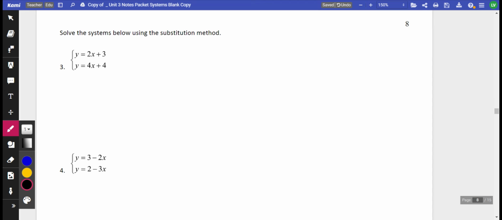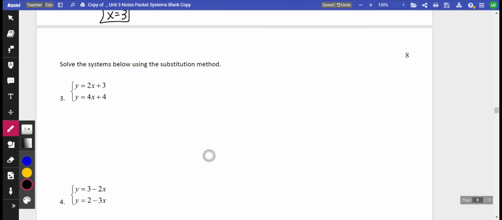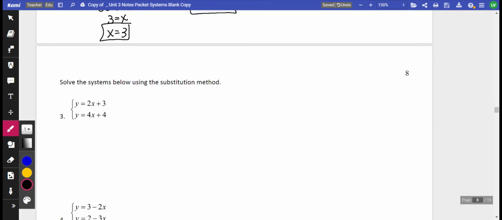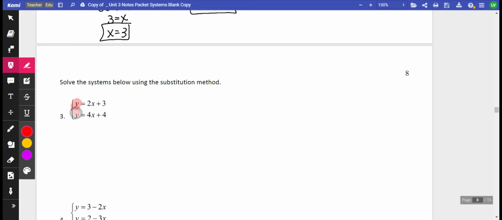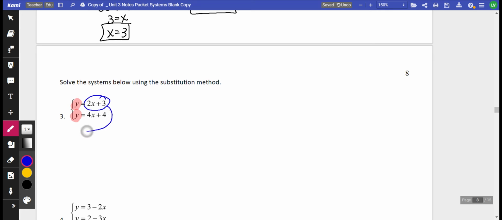All right, let's move on to page number 8. Numbers 3 through 6. We're going to solve each of these with substitution. First step is to ensure that our equation has at least one where the y or x term is by itself. If you notice, our y terms in both of them are by themselves. So I'm going to take the y from the first and replace it in with the second. 2x plus 3 equals 4x plus 4.